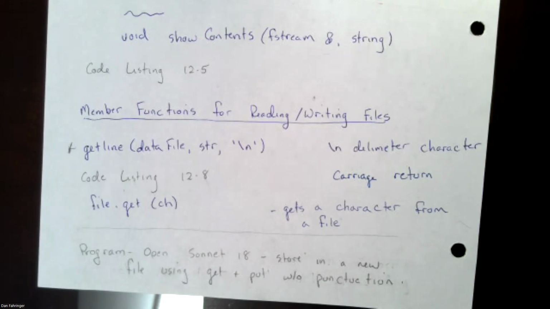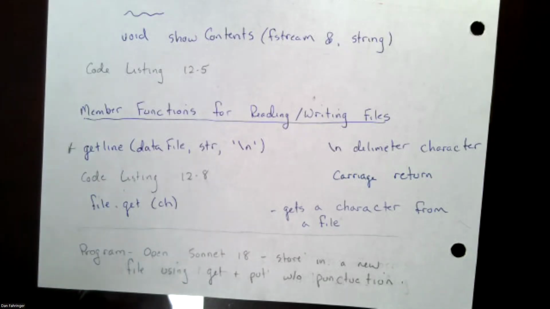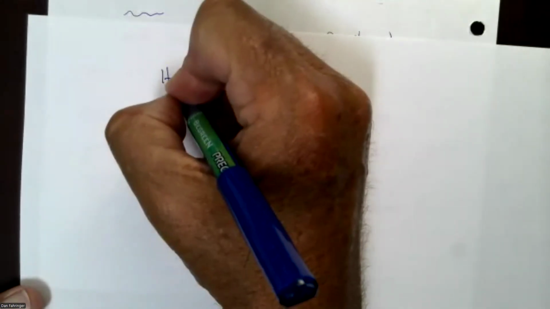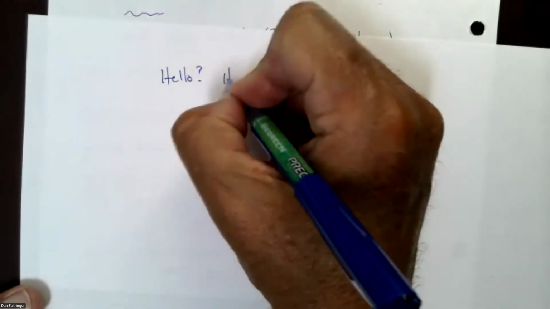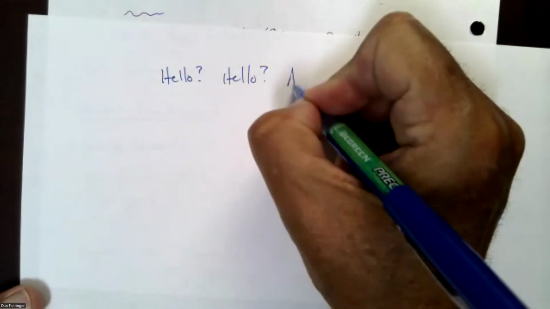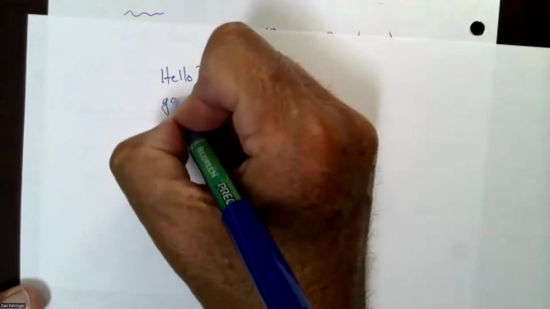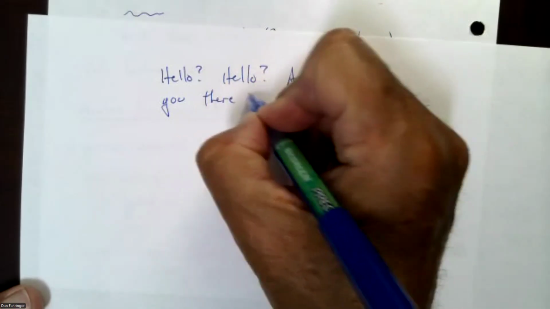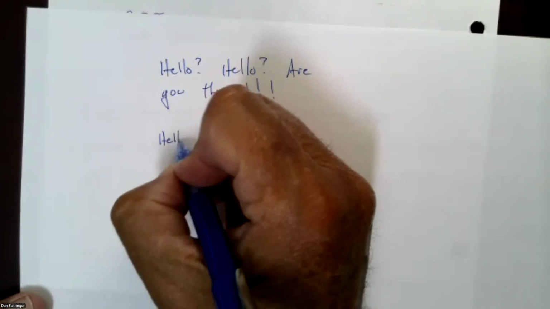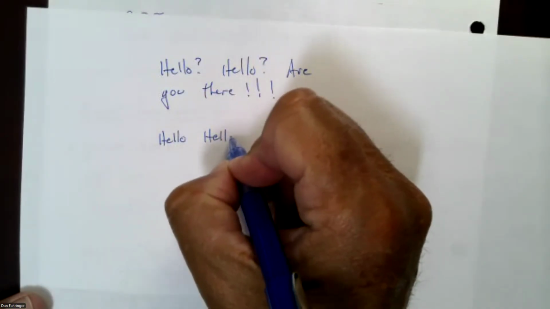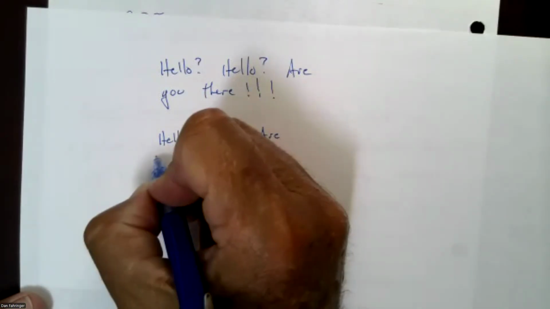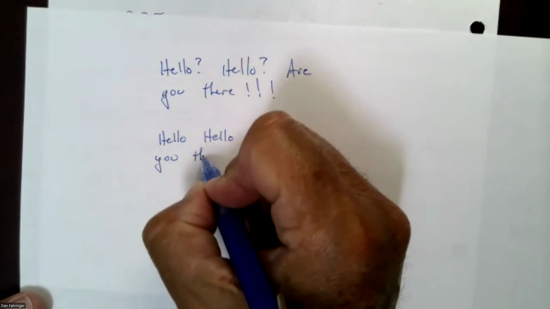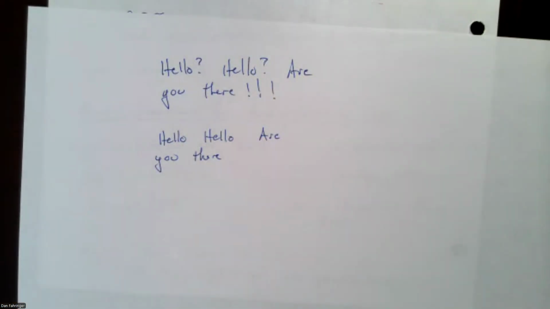Okay, that makes sense. You're going to create a file that might say, hello, hello, are you there? It's going to make a file, hello, hello, are you there? With the spaces. With the spaces, letters and spaces.